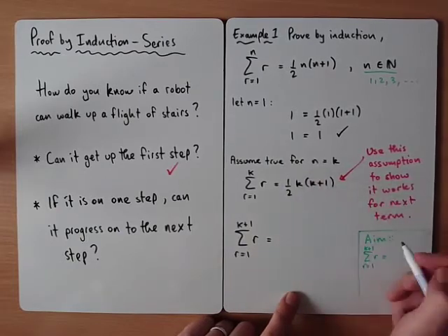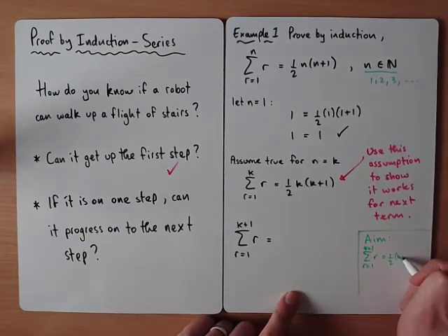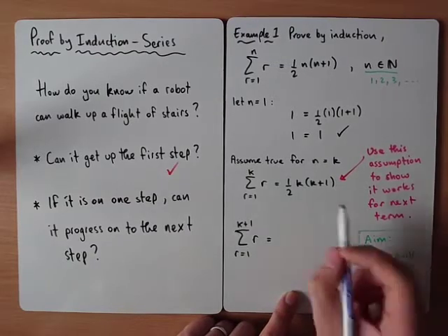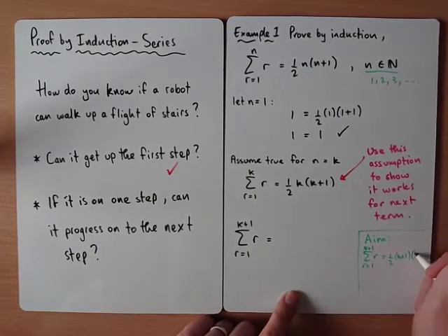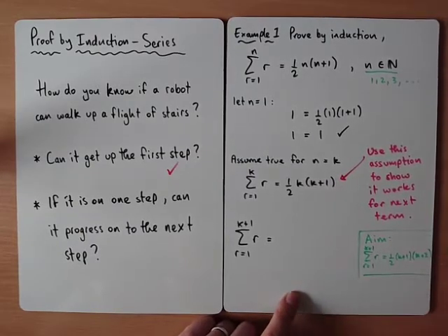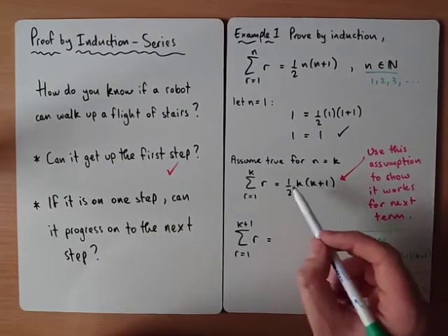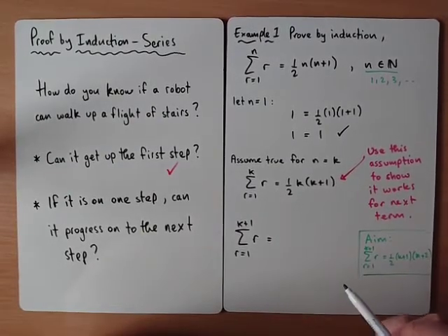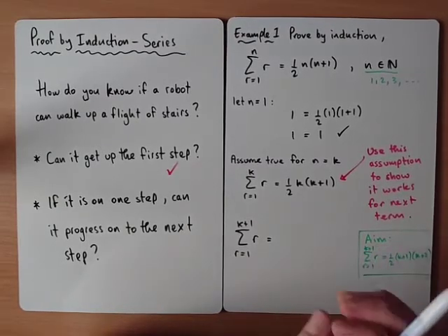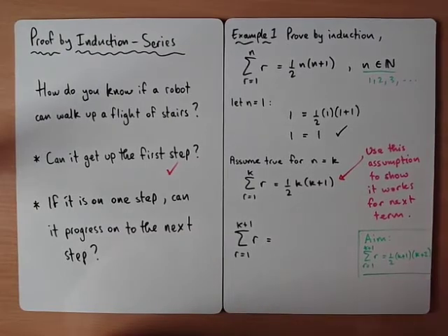So the aim would be the sum of k plus 1. If this result does work, then that would look like 1/2 of k plus 1, k plus 1 plus 1, k plus 2. So that's like our end goal. If we can get to that result, we've proved that it works for the next term as well. Now this is the next thing we're about to do. We're going to do it on every one of these proofs, so it's sort of like a standard method that you can remember.